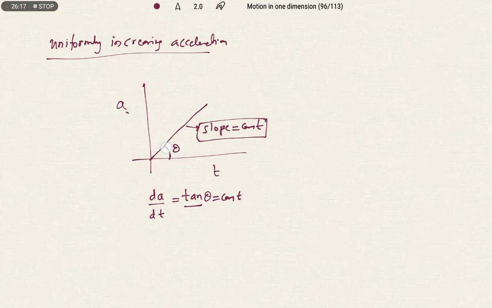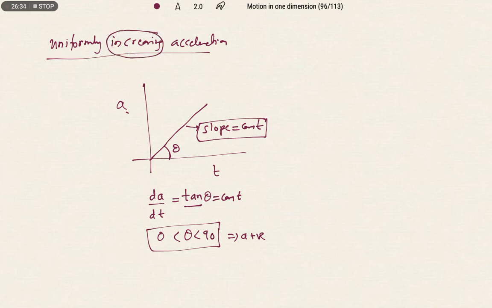That means the value of theta lies between 0 and 90, that is, the slope is positive. This is uniformly increasing acceleration, not uniform acceleration. That means the change in acceleration is equal in equal intervals of time, and that too in positive nature. That's why we get a straight line graph with a slope of fixed value. Right, let us see the next one.